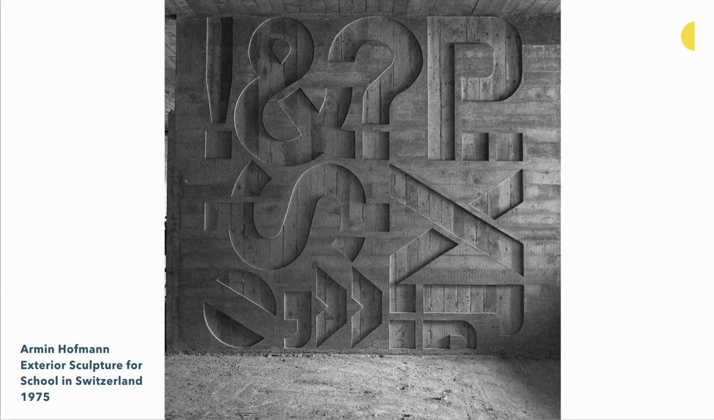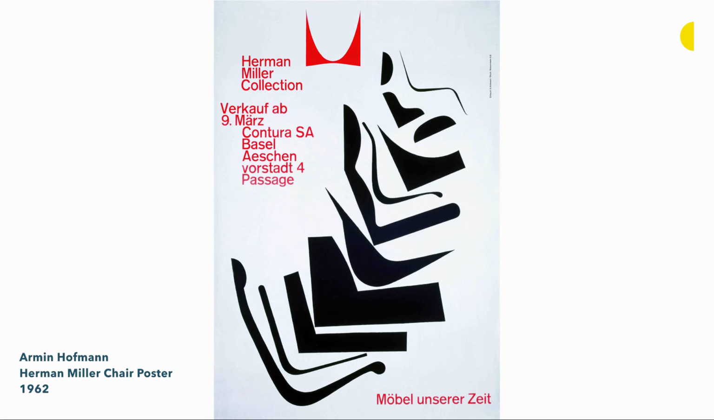Here's an exterior sculpture for a high school that was created in 1975. The altered direction of the boards of the molds used to cast the concrete relief produces a vigorous textural contrast. A poster for Herman Miller furniture. Shapes and silhouettes of Herman Miller chairs are cascading through space, anchored to the format and the type by the red logo at the top center.